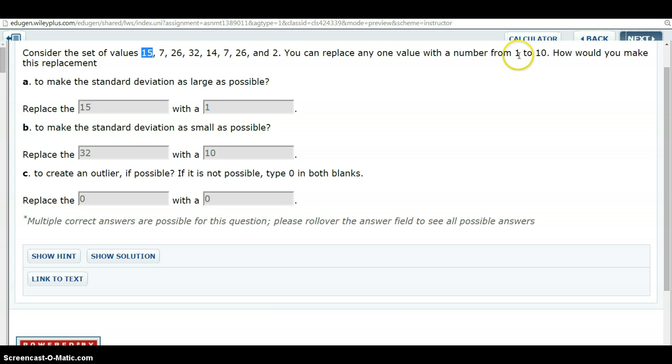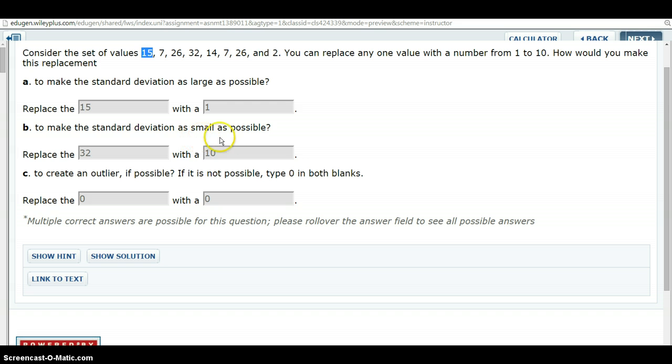So if these are my options, 1 to 10, 1 would be as far away as possible. So without going through any calculations, I know that taking away my value that's friendliest to the standard deviation, if you will, and replacing it with one that's furthest away is going to increase that standard deviation as much as possible.